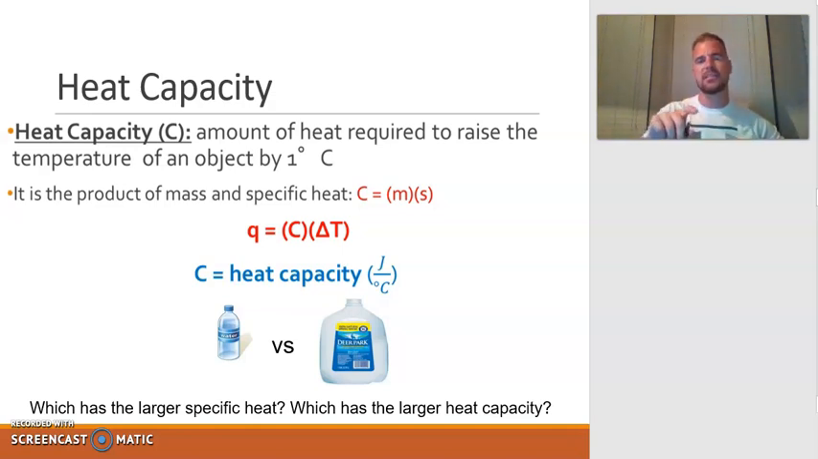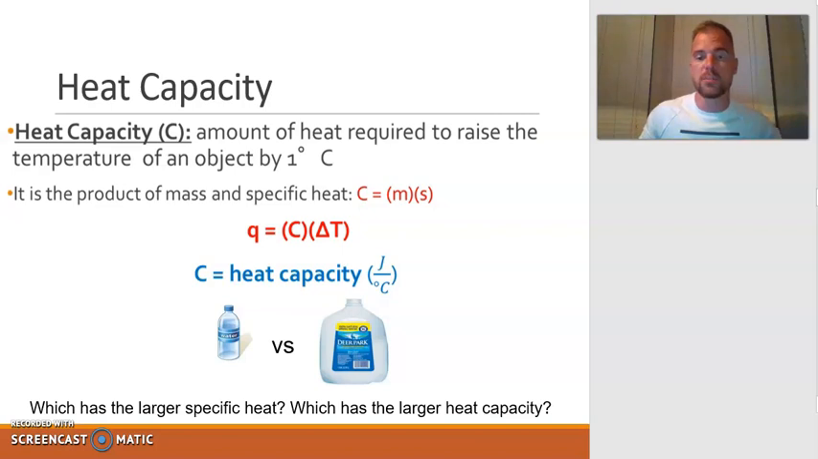In heat capacity's definition, do you notice how mass is not included? Mass is not defined as 1 gram like it was in specific heat. So the definition of heat capacity, the letter C, is simply saying, this is the amount of heat that's required if you want to take this object and raise it by 1 degree Celsius.